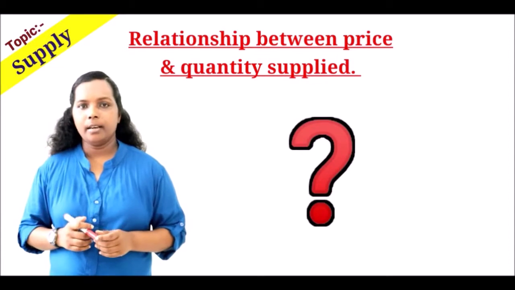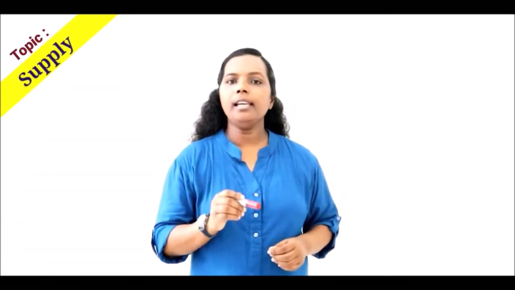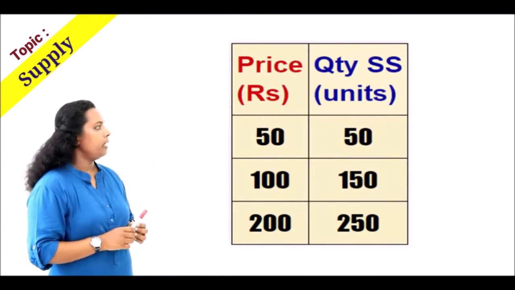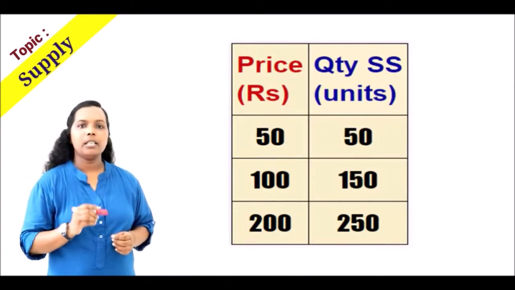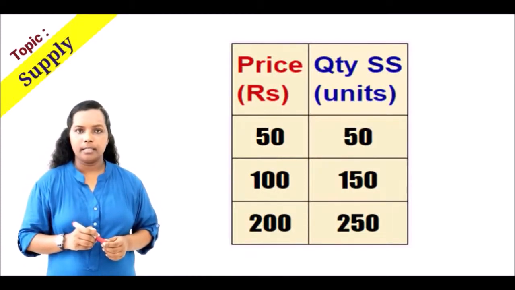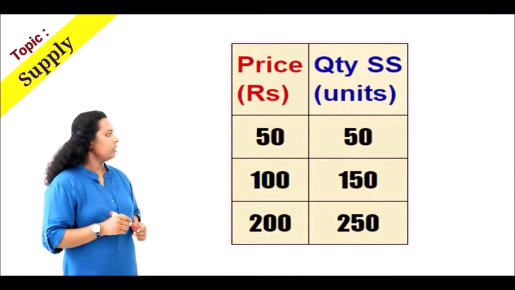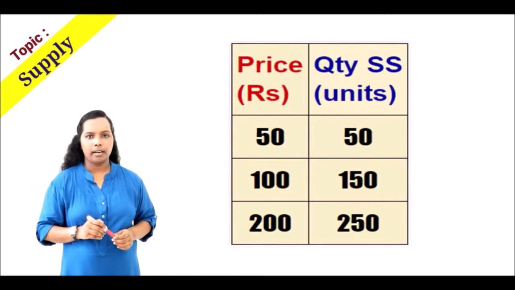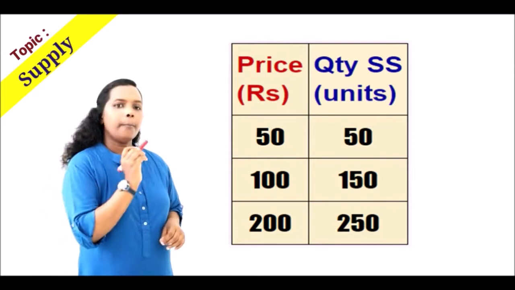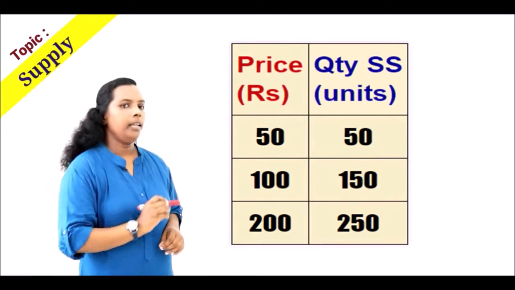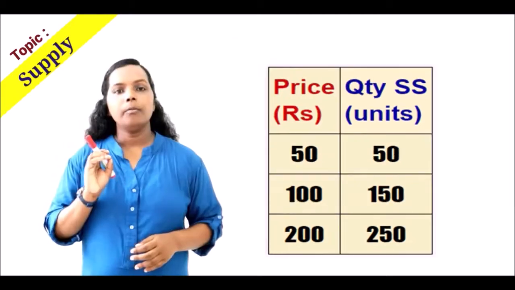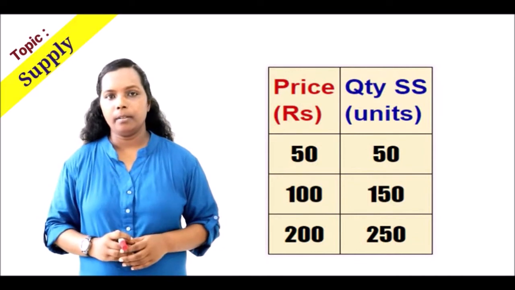Let's check one example. Here, Mr. Ali is the producer of bags. When the price of bag is 100, Ali supplies 150 bags to the market. When the price increases to 200, he supplies 250 bags to the market. When the price of bag falls to 50, Ali supplies only 50 bags. What do you think of this example?